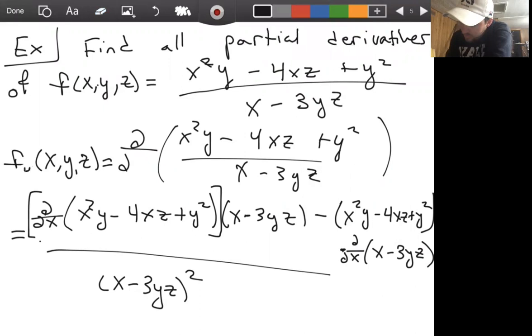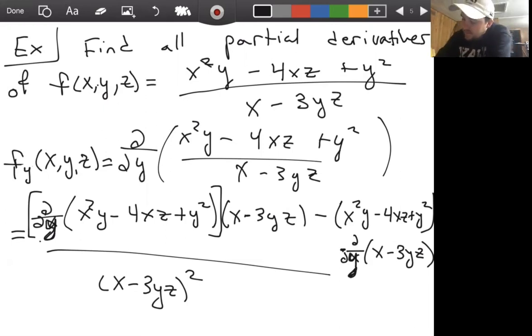Now we're trying to find the partial derivative of f with respect to y. So it's the partial derivative of this quotient function with respect to y. Notice I still have to do the quotient rule, but now it's in the variable y. And so I can simply replace d/dx with d/dy, and I can use the same quotient rule here.